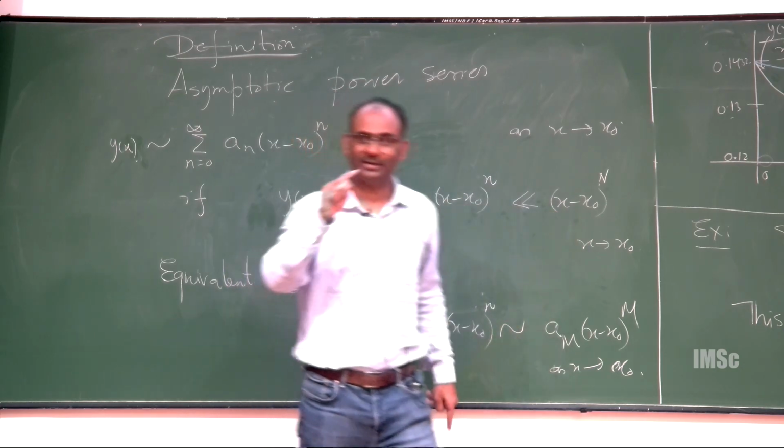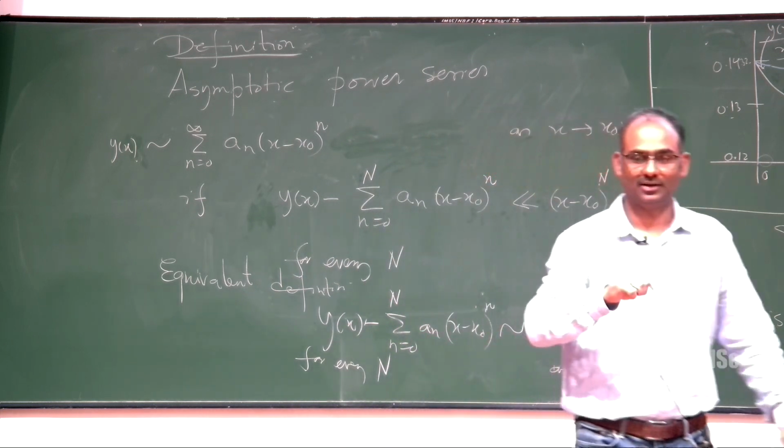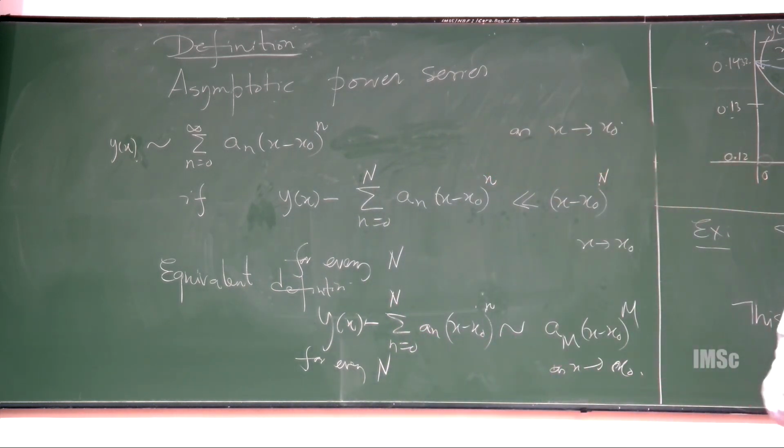That will provide you the best estimate from your asymptotic expansion. Including one term higher or two terms higher or including one lesser will make this estimate go worse. Okay, so this is telling you how you should use asymptotic series.